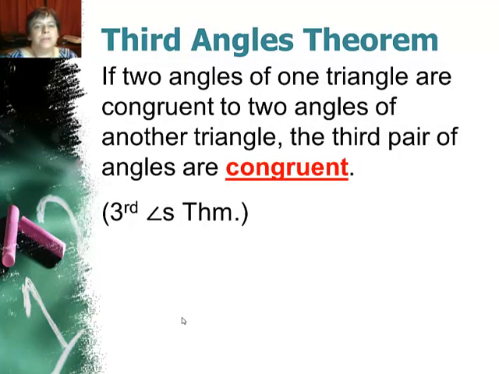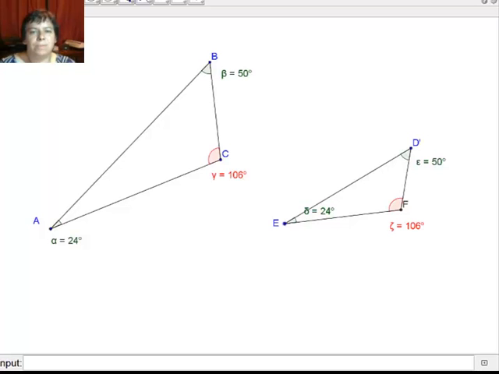The third angles theorem says if two angles of one triangle are congruent to two angles of another triangle, the third pair of angles are congruent. And I'll show you why that is. I've created two triangles here, and you'll notice that they are different sizes. But what they do have in common is that two angles are for sure congruent. I have alpha here, which is 24 degrees, and that is congruent to this angle over here, which is also 24. Beta and epsilon are congruent.